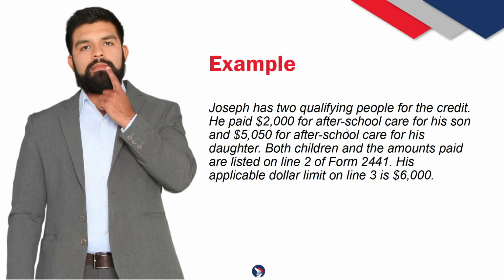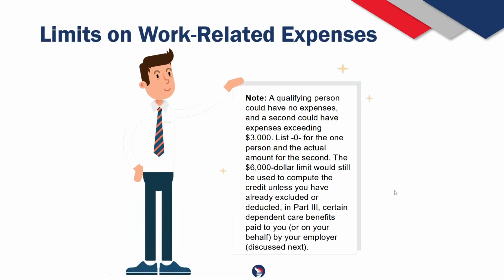Joseph has two qualifying people for the credit: $2,000 to after school for his son, $5,050 after school for his daughter. Both children and the amounts paid are listed on 2441. He can take $6,000 of credit.